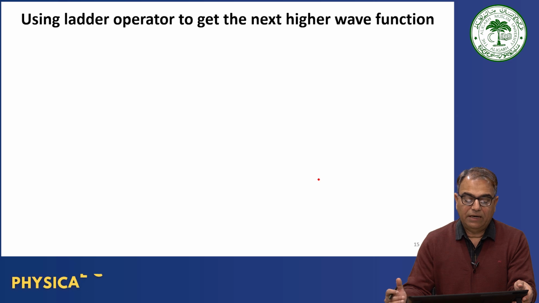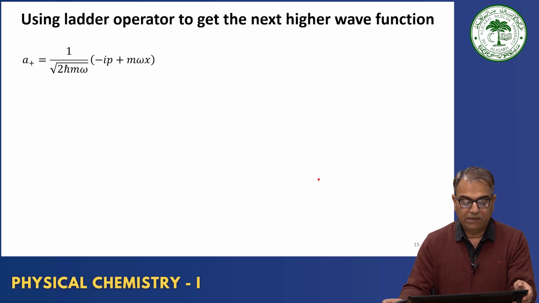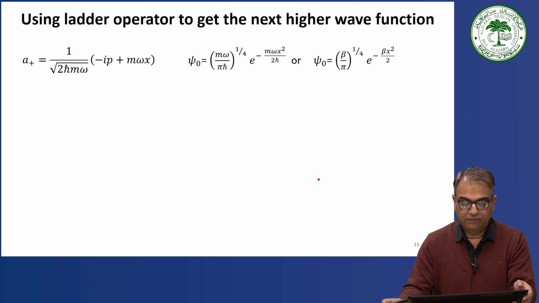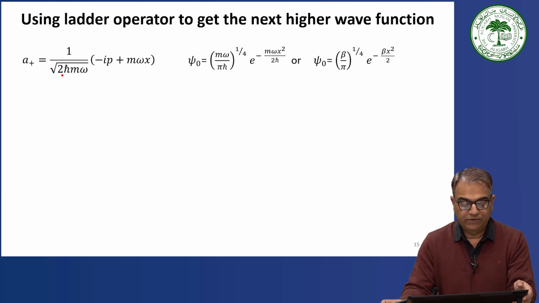We can get other operators also, next higher level wave functions also. Next higher level energy value we have seen, and next higher level wave functions also one can obtain. If you go for this one, a plus is 1 over root under 2ħmω times (mωx minus ip), this is your wave function. All these we have already determined. Psi 0 value we have determined in terms of beta, in terms of mω, and this a plus. With the help of these equations, one can find out the higher level wave functions also.